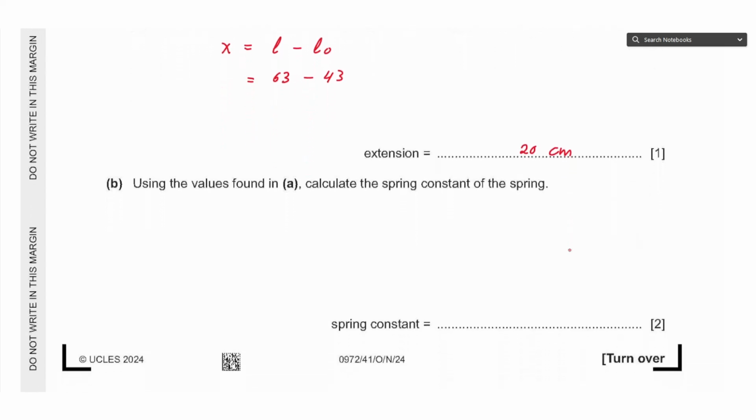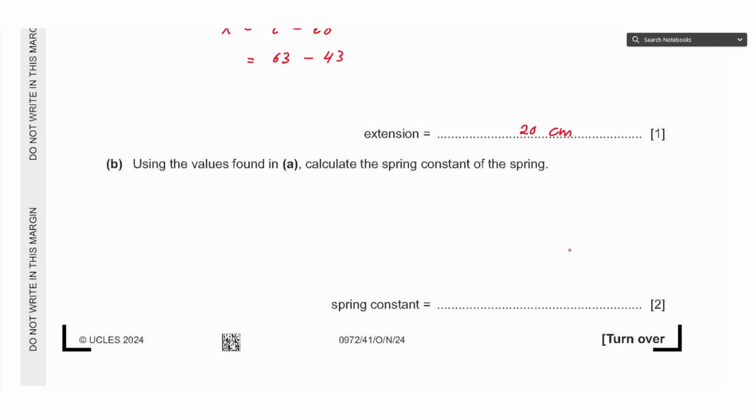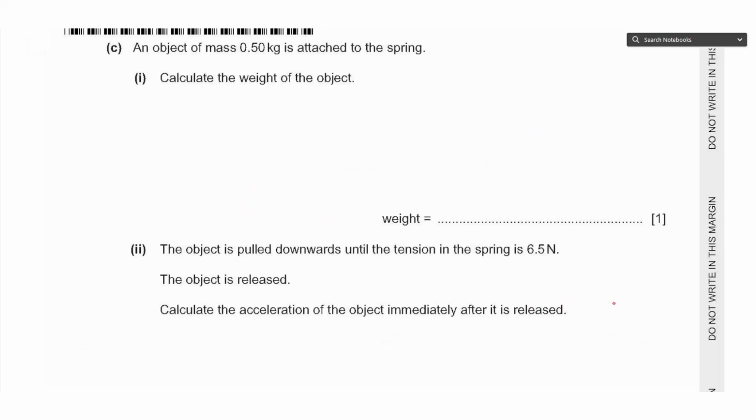Part B says using the values found in A, calculate the spring constant of the spring. The spring constant is equal to the force divided by the extension, and the force was 5.6 newtons, and we have the extension as 20. That gives an answer of 0.28, but the force was in newtons and the extension was in centimeters, so that's newtons per centimeter.